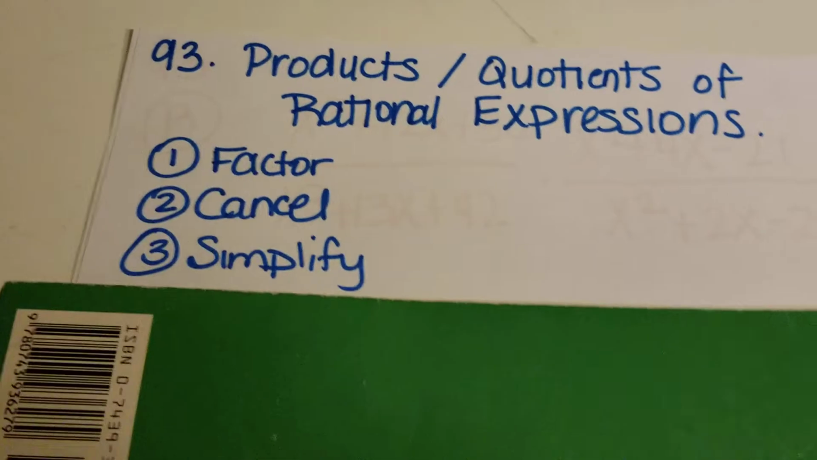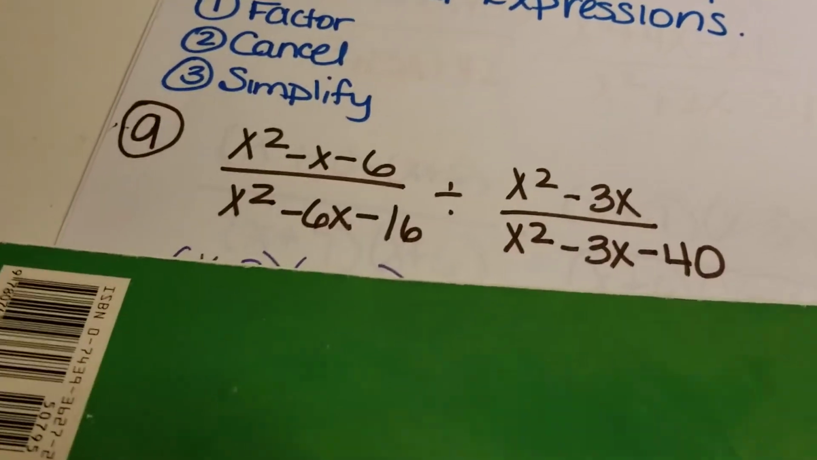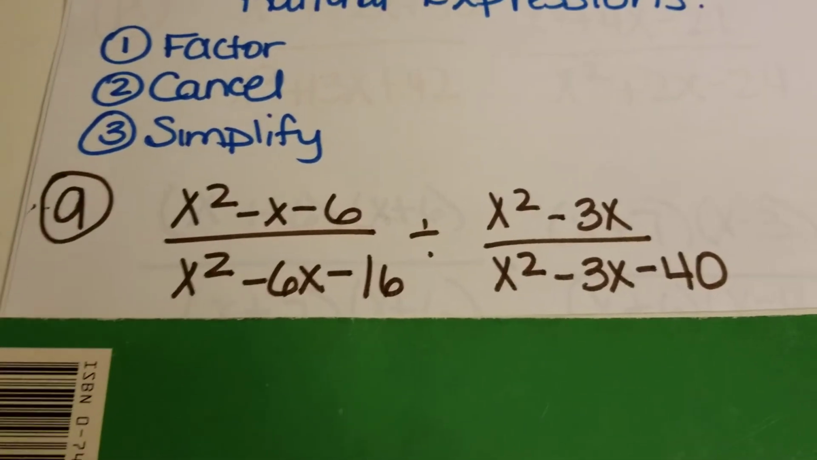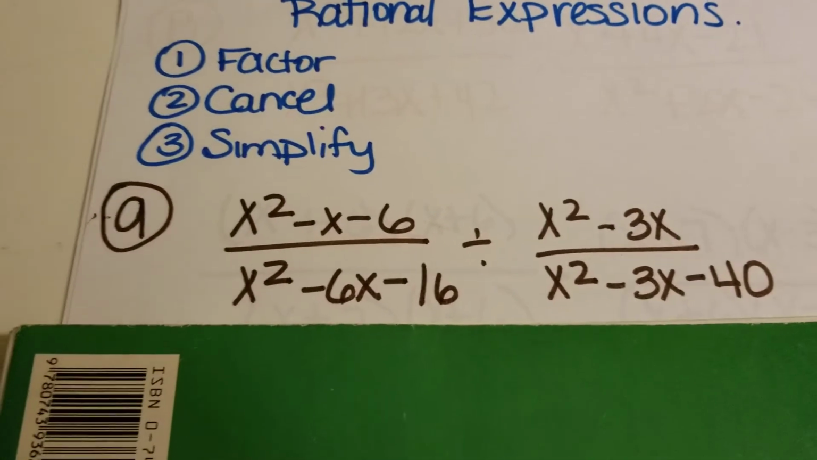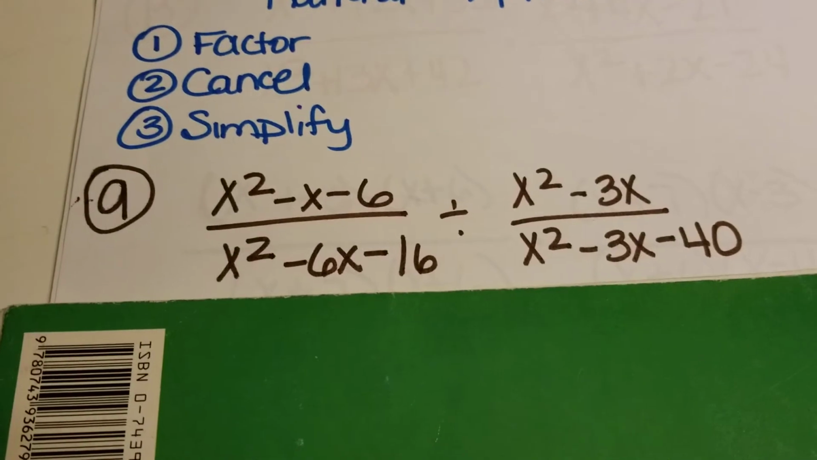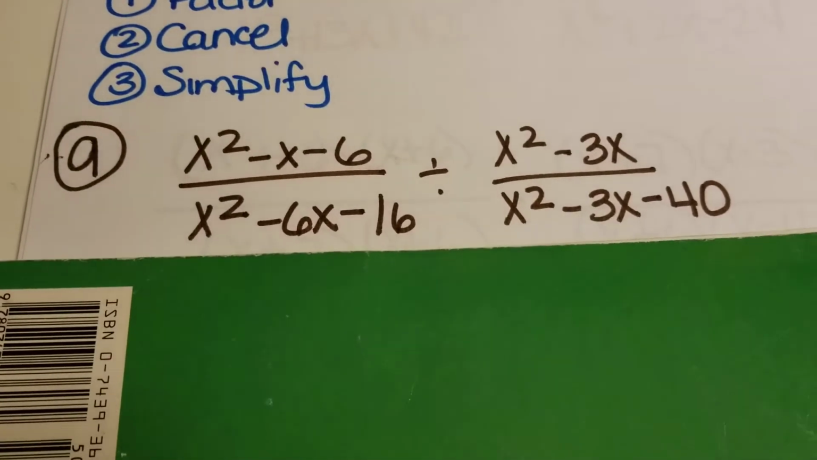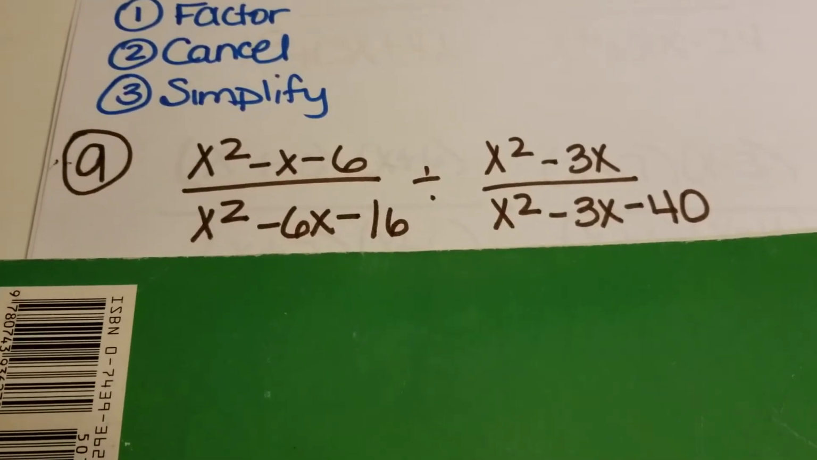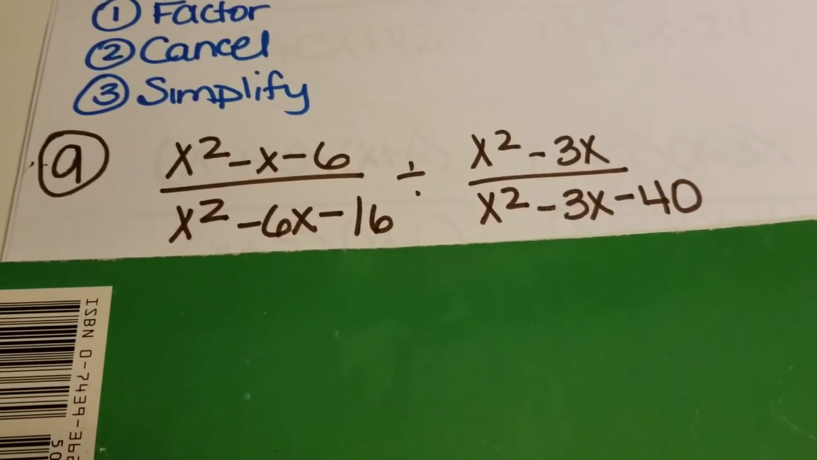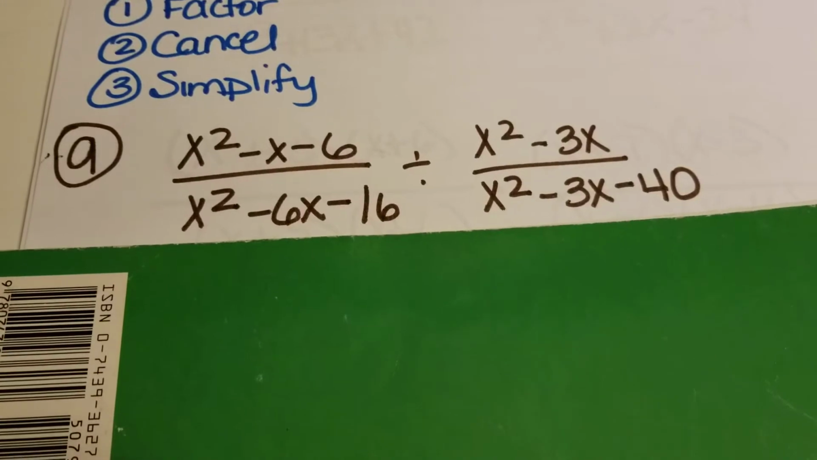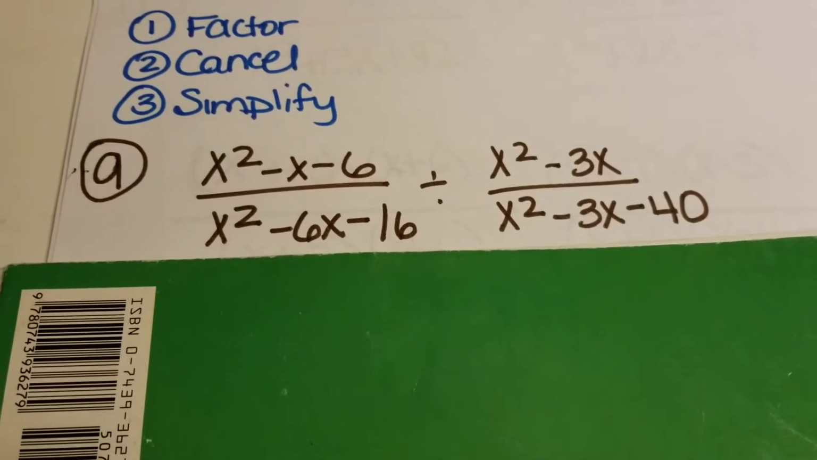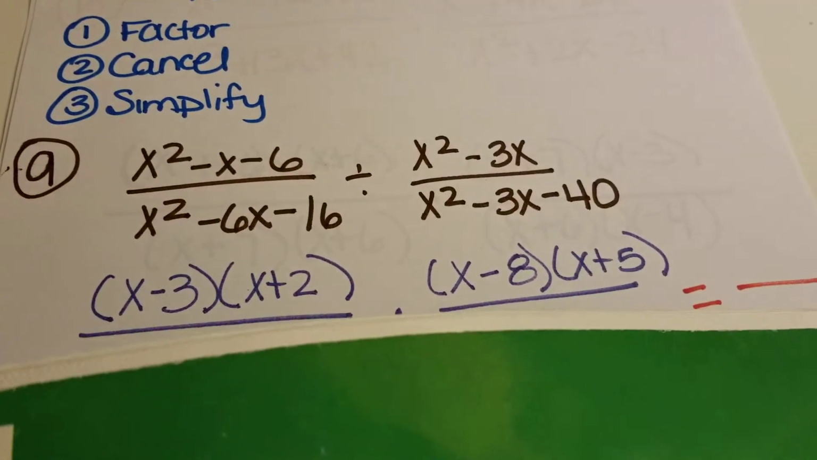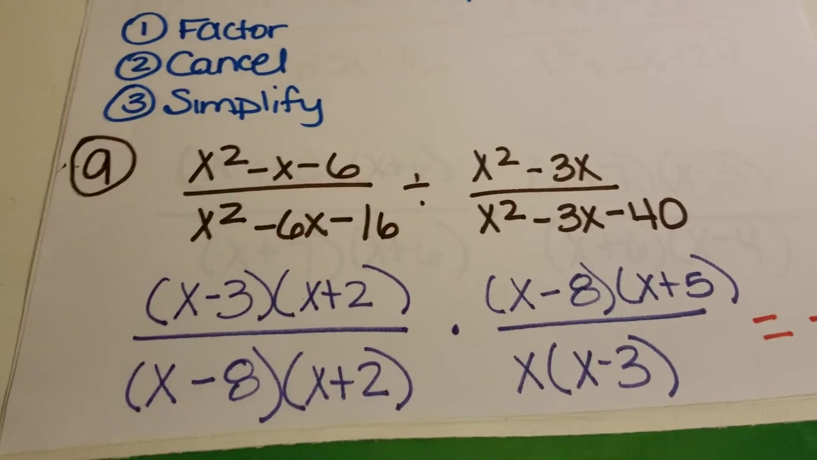Okay, so in our first example, practice A, we have x squared minus x minus 6 over x squared minus 6x minus 16 divided by x squared minus 3x over x squared minus 3x minus 40. The first step, as I have in blue up there, is factor. So we're going to go down here and factor all this stuff.